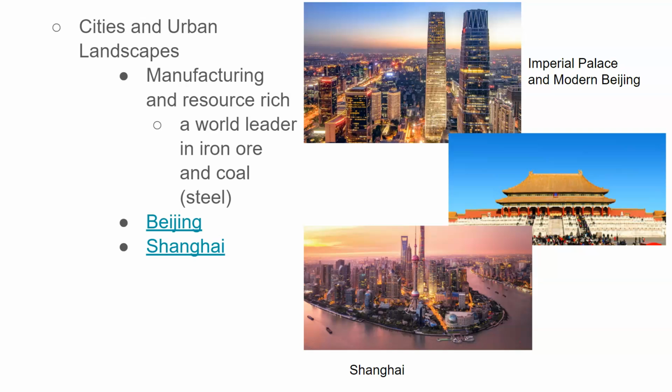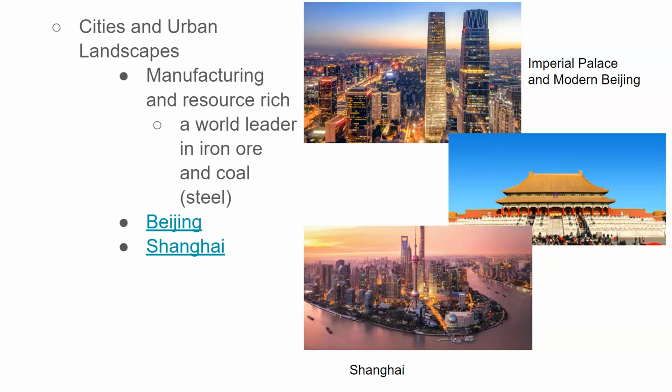But manufacturing is going to be big here, resource rich for sure. This is where a lot of your iron ore and coal go. Again, Chinese steel is exported around the world. Tends to also compete with different steel industries around the world, including the United States.